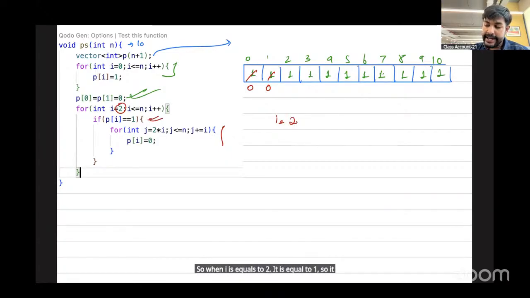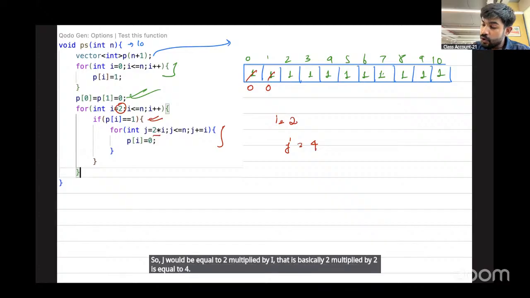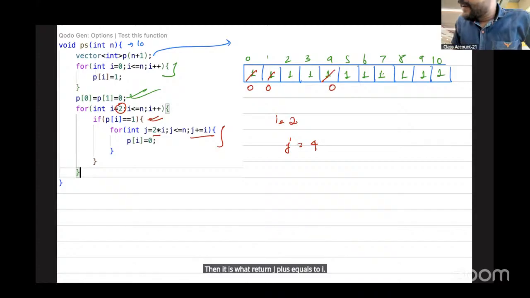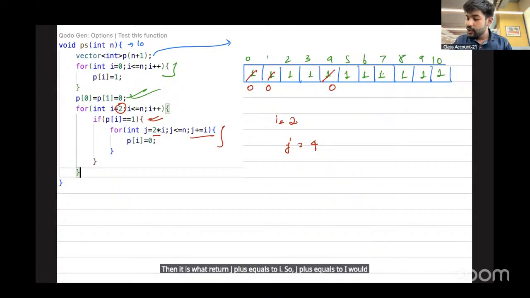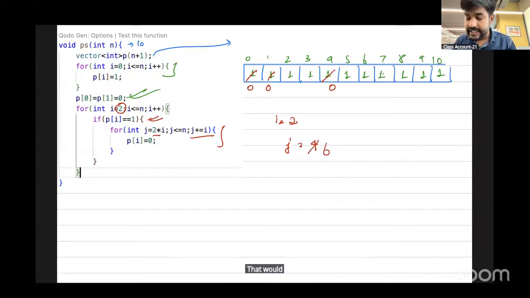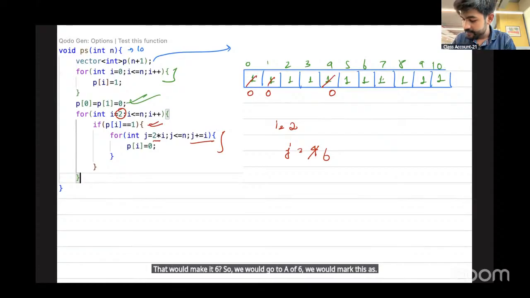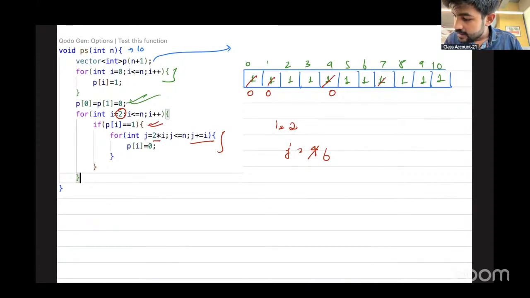So it would go inside this loop. j would be equal to 2 multiplied by i, that is 2 multiplied by 2 equals 4. So it would go to 4 and mark 0 over there. Then what is written? j plus equals i. That would add i to j again, making it 6. So we would go to a of 6 and mark this as false.